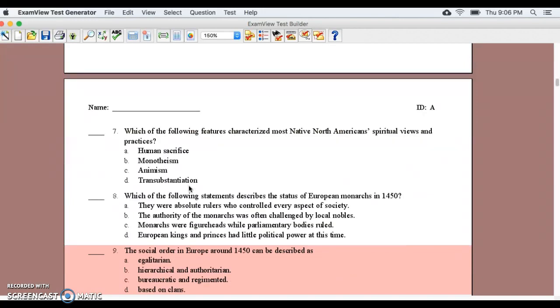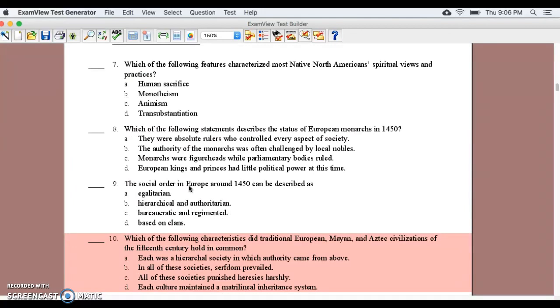Social order in Europe around 1450 can be described as pretty straightforward, guys. Social order is going to be, just think about top down, and that's a huge clue there. Which of the following characteristics did traditional European, Mayan, and Aztec civilizations of the 15th century hold in common? Well, there is a commonality about those societies, and again, top down is a huge clue.